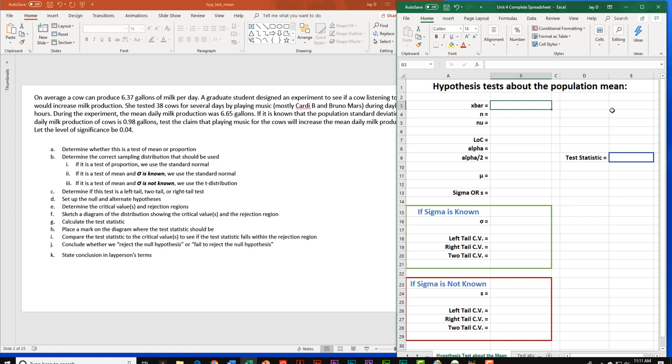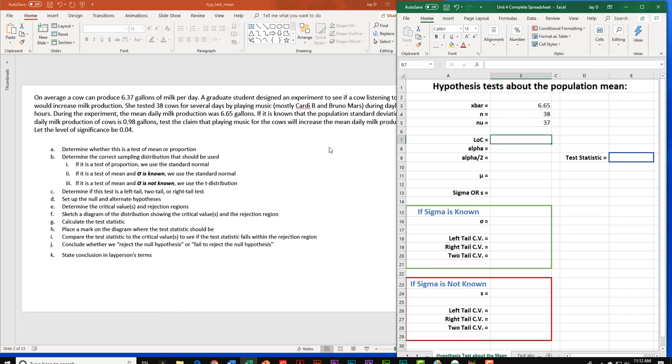We've already discussed this. Here's the original problem. X bar is what we got as the experimental mean, and that's going to equal 6.65, and you have to type that in manually. N represents the number of things or the number of people. In this case, we have cows, so there were 38 of them. Nu, I'm going to type in equals whatever n is minus 1.